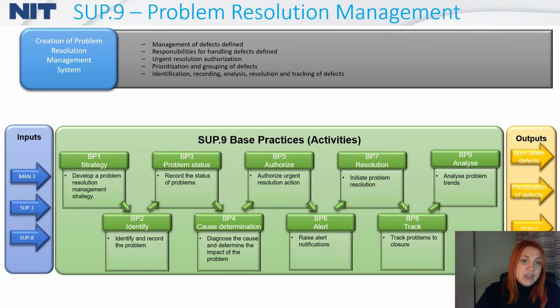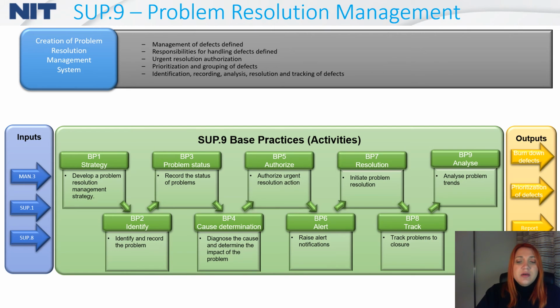When it comes to the creation of the problem resolution management system, it means that you need to have management of defects, and that management of defects is defined, that all the responsibilities for handling defects are defined, that the urgent resolutions are authorized, that you have the prioritization and grouping of defects which are coming, that you need to identify, record, analyze, resolve and track all the defects. Inputs to this process are management process, quality assurance, and configuration management.